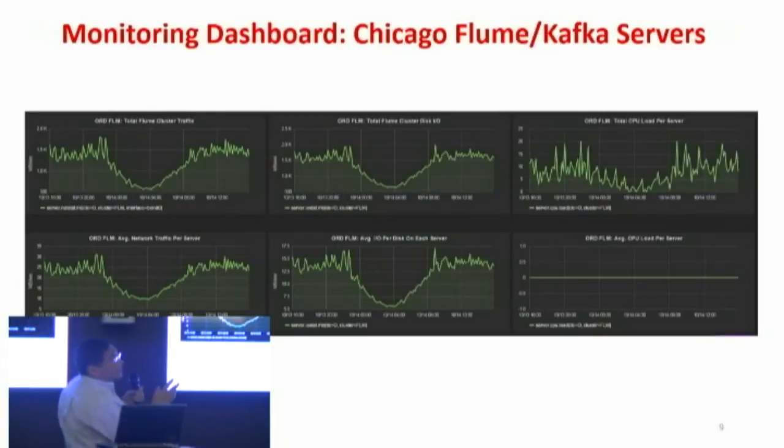Here's how it works: in Chicago, Flume and Kafka are both running on a single set of machines, 30 machines that we have out there. So we are running both of them, one on top of the other. We had sized the machines only for Flume and not for Kafka, so we put a lot of system load on the servers.